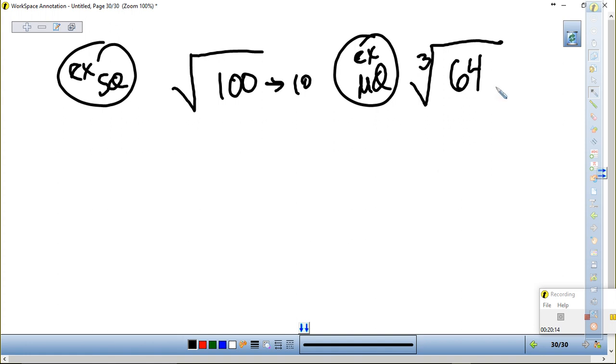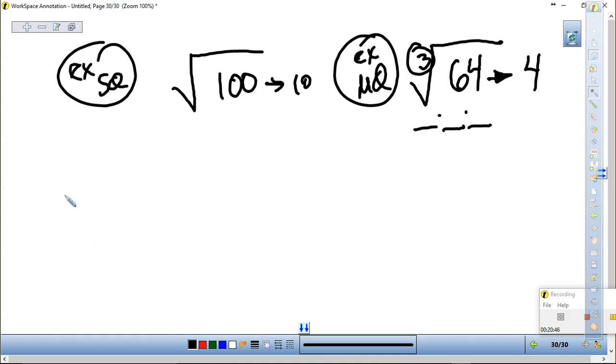Mia, what'd you get? Cube root of 64? 4. Hands if you got that. That is correct. What number times itself 3 times gives us 64? 1 times 1 times 1? No. 2 times 2 times 2? No. 3 times... Man, it sounds like a song.